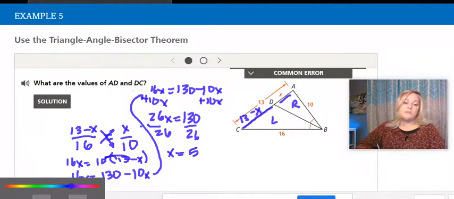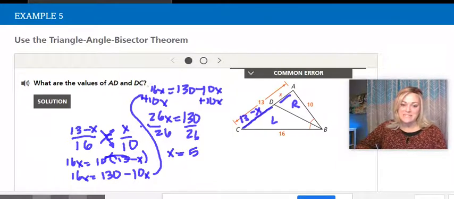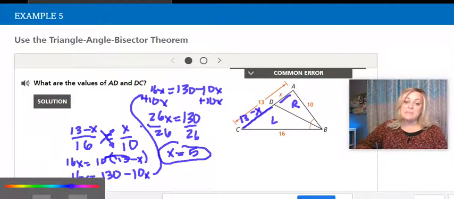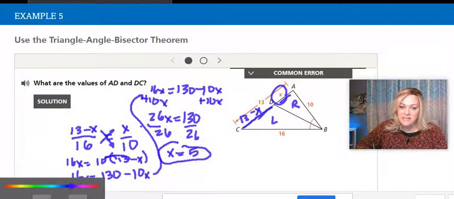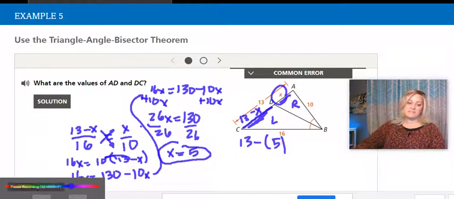Now it says, what are the values of AD and DC? Well, I solved for x. Now we have to plug it back in. AD is x, so it's 5. And then it says DC, which is right here. Well, it's a good thing I rewrote it as 13 minus x. So you'd say 13 minus that 5 to solve for that.